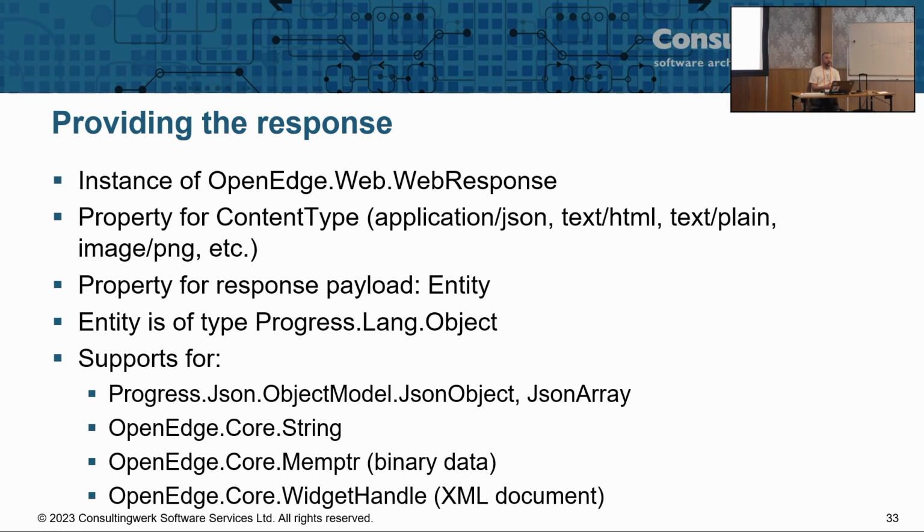The property for the response payload, so that's in the web response, is the entity property. It is of the type Progress.Lang.Object. And well, that supports JSON object, JSON array, OpenEdge.Core.String, but also the memptr and the widget handle for an X document if you still want to use XML.